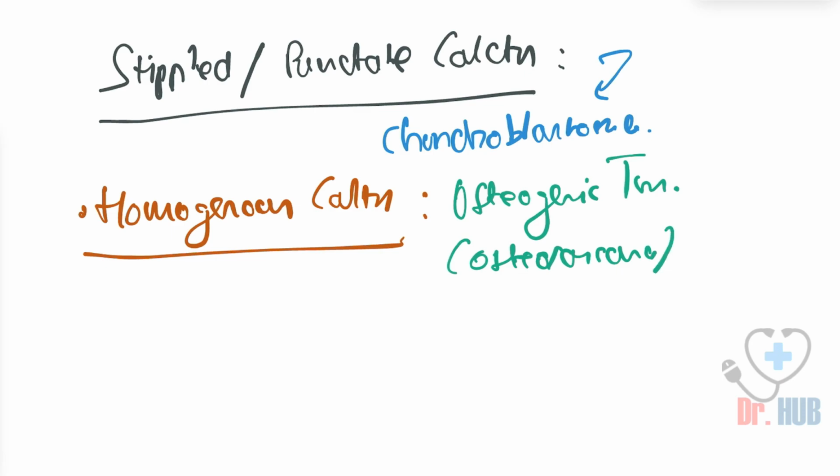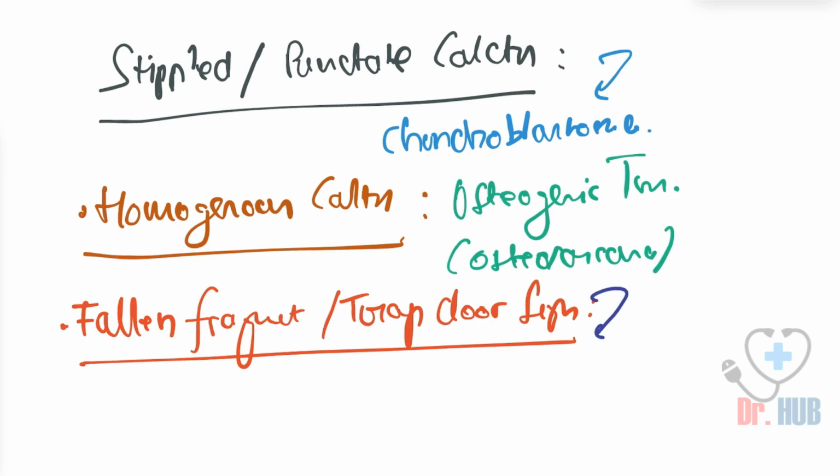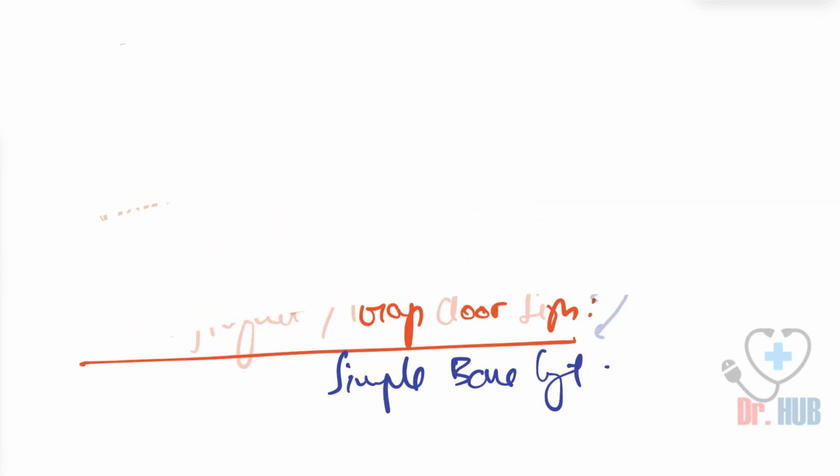Next, we are looking at the fallen fragment or the trapdoor sign. Trapdoor sign or the fallen fragment. So here, this involves a simple bone cyst. This is nothing but the simple bone cyst.